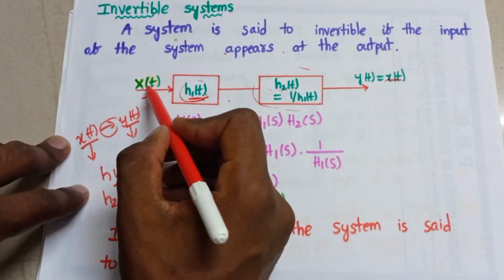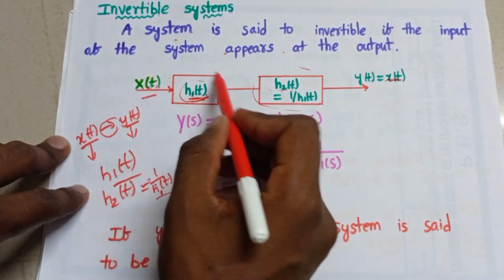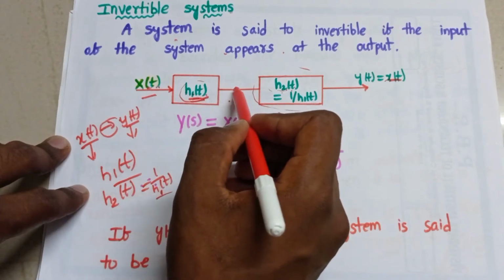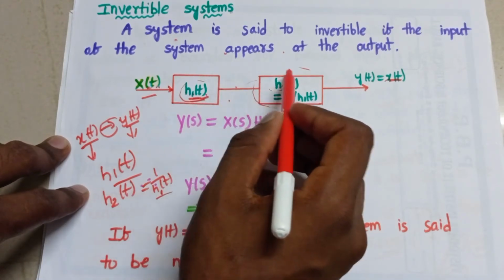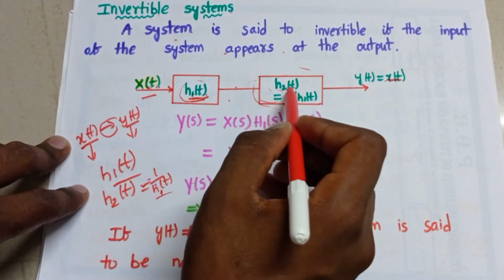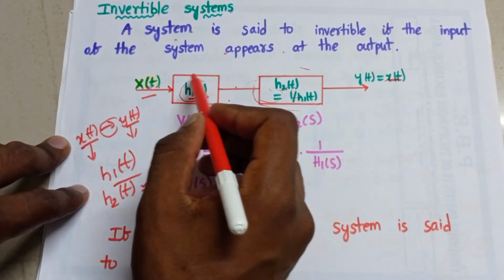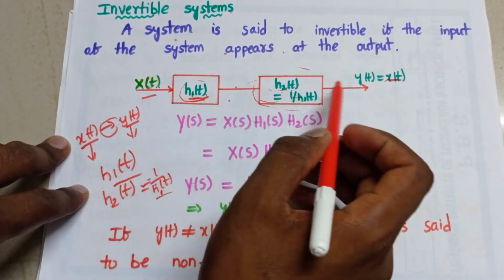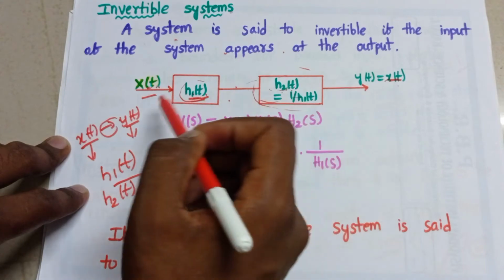Suppose x of t is passed through the system having transfer function h1 of t, and again the output of h1 of t is passed through the inverse system. The inverse system is nothing but a transfer function that is the reverse of the previous system. Then the output is the same as the input.